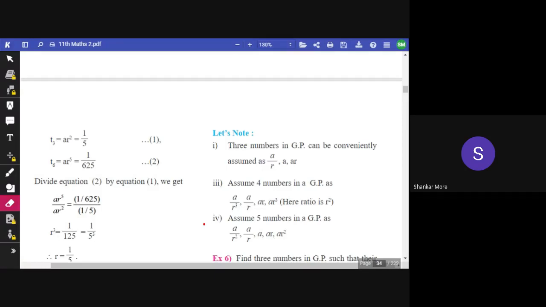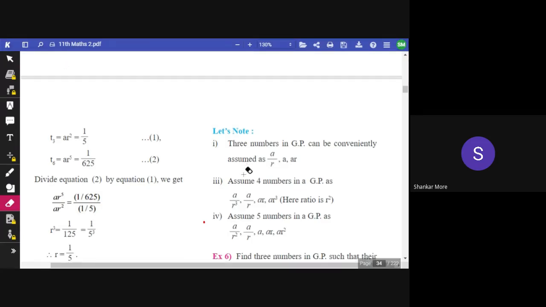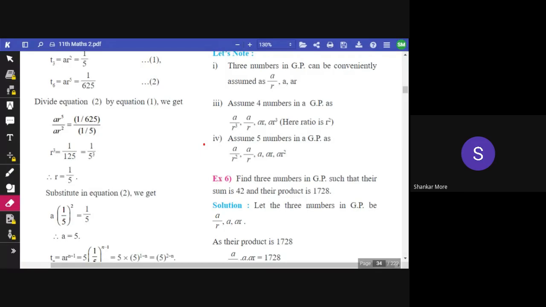Okay, chalo, theek hai. So in the last class, we have seen geometric progression, correct? Suppose we are given one geometric progression and we don't know the terms, or we have to find the first few terms of that particular geometric progression, then we have to assume those terms. If we have to find the first three terms, we assume them as a by r, a, ar. If we have to find four terms, we assume them as a by r cube, a by r, ar, and ar cube.